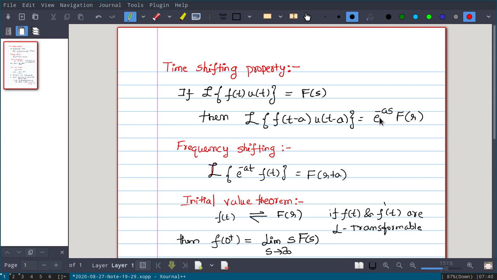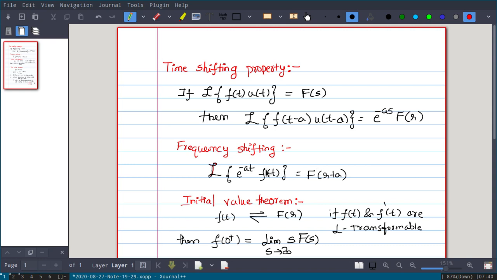This is the time shifting property. Again, if you want any of these proofs, just refer to the textbook, Engineering Circuit Analysis by William Hayt, H-A-Y-T. In that textbook, everything is given. Or if you refer to any mathematical textbook, you will find it as well.